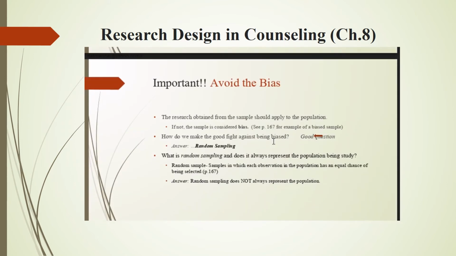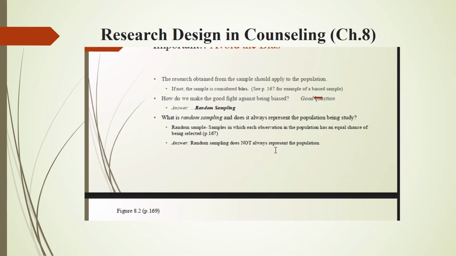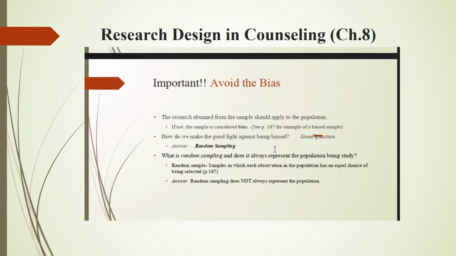It's very important, this chapter hits on this a lot, that we want to avoid the bias as researchers. The research obtained from the sample that we take should apply to the population. So we want that sample to represent the population that we're studying. If not, the sample is considered biased. And for a good example of this, you can turn to page 167 in the text.